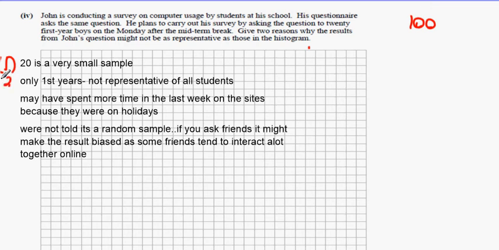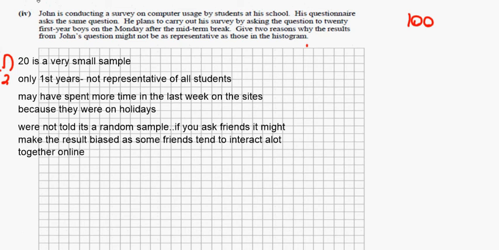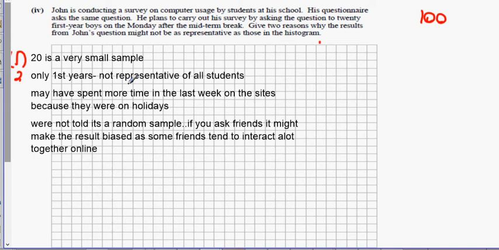Second one, he's only interviewing first years. Is he not interviewing all the different ranges of students? First years only is not representative of all students. Number 3, they're just after coming off their holiday. They had the last week at home. This means that they could have spent more time in the last week on the site because they were on holidays. Reason number 4, we're not told it's a random sample.